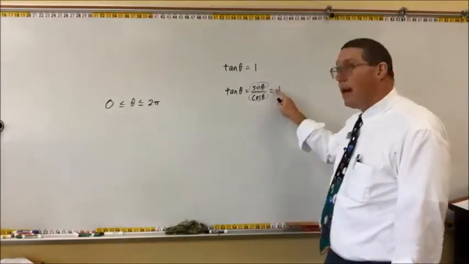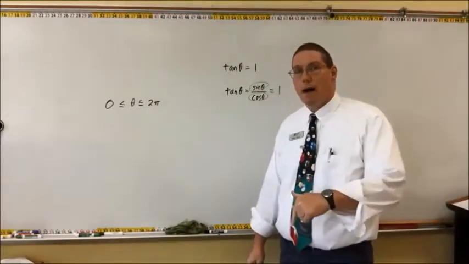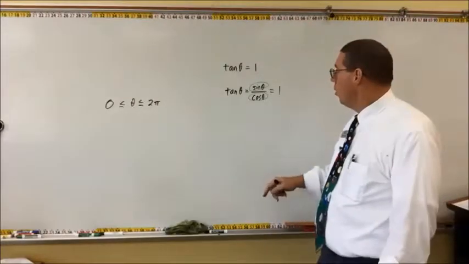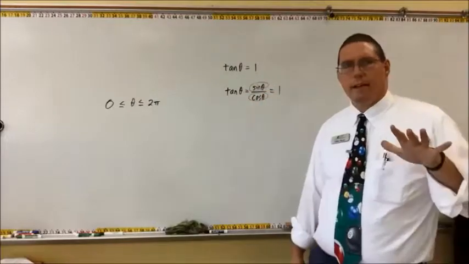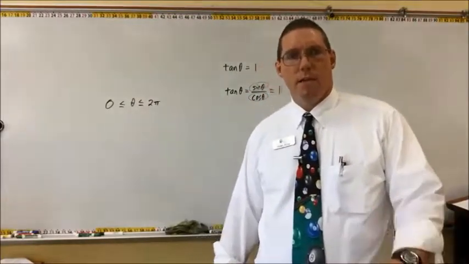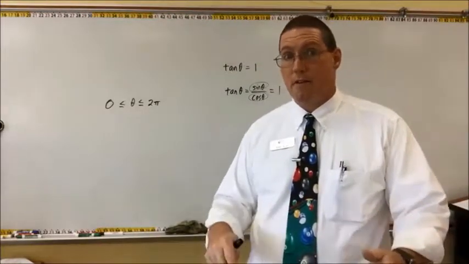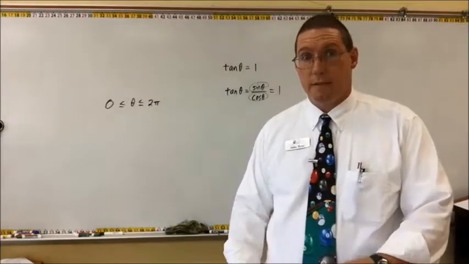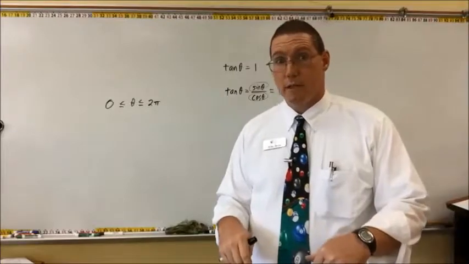And now this is a positive 1. That means that the top and the bottom either have to both be positive or they have to both be negative. So, where on your unit circle are sine and cosine the exact same number? So either they're both positive and the same magnitude, or they're both negative and the same magnitude. It happens in 2 places. Go ahead, look on your unit circle. Pause this for a second.